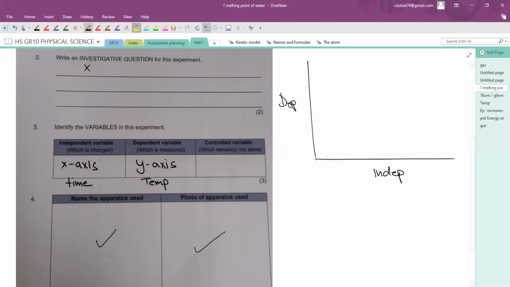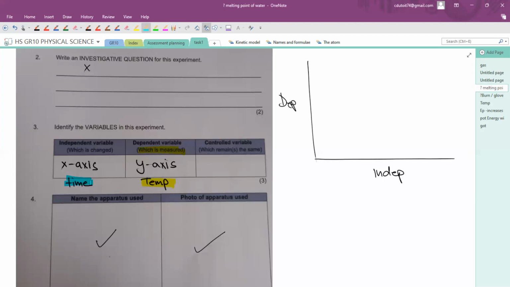It does make sense because which is measured? What do we measure? We measure the temperature. What changes all the time? Well, the time changes. It's kind of unfair because we're also forcing the time in a sense to change.